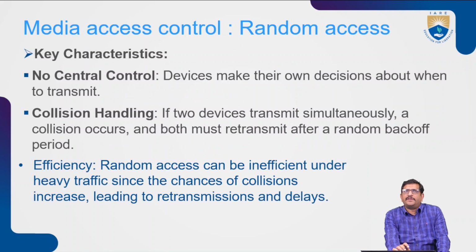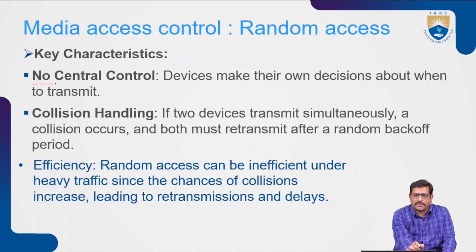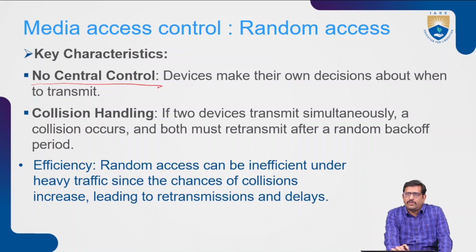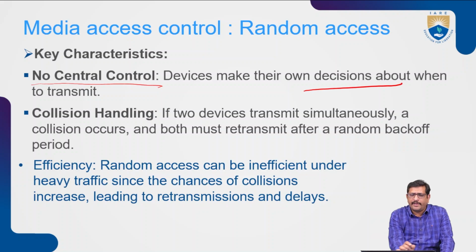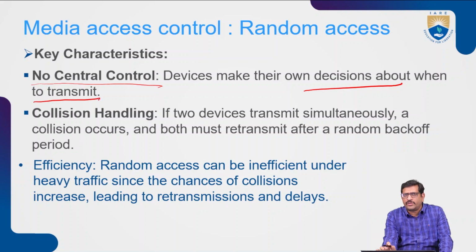Here, some of the key characteristics of the random access protocol in medium access control are, first, no central control. No central control means the devices make their own decisions. With the help of this protocol, they take their own decisions and transmit the data from one device to the other device. There is no central system controlling the devices, whatever the devices are doing, in the random access protocol in medium access control.